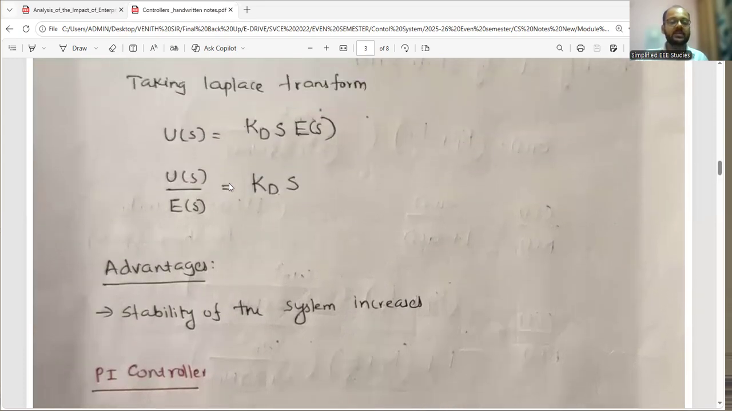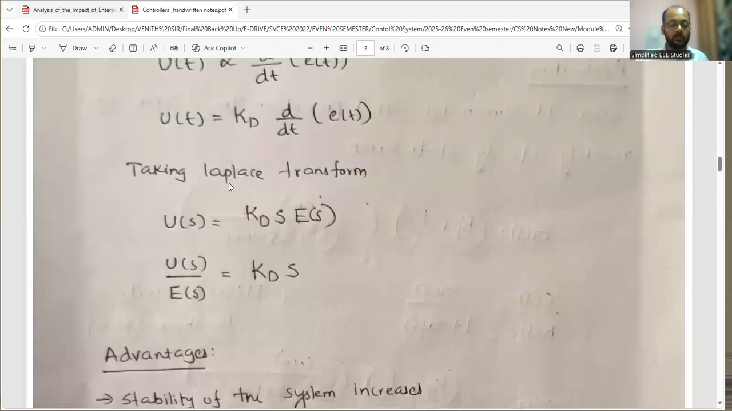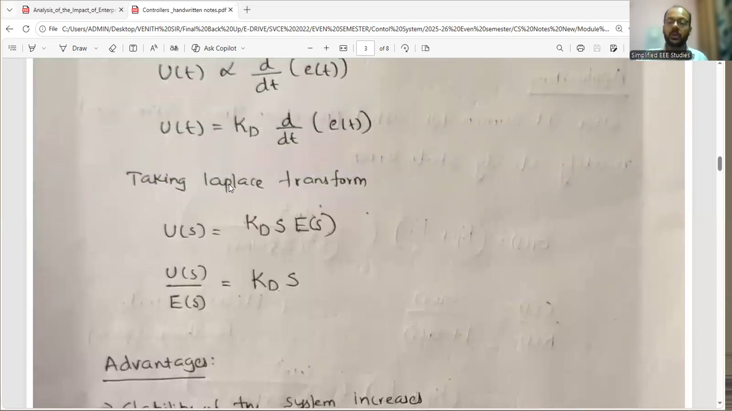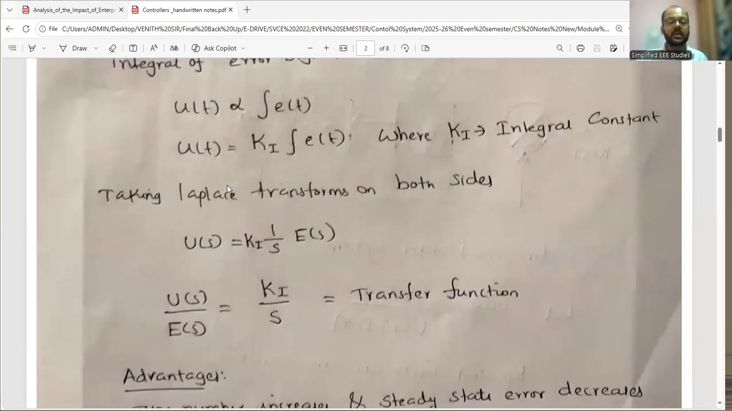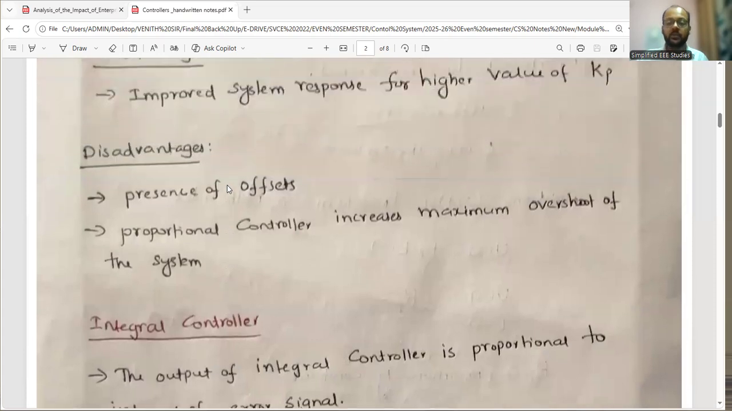So in this session, I discussed three types of controllers: P controller, I controller, and D controller. In the coming session, I'm going to discuss the basic information about PI, PD, and PID controllers.